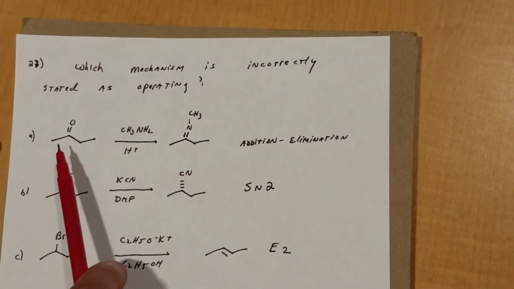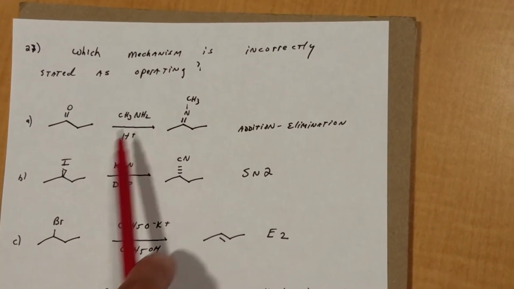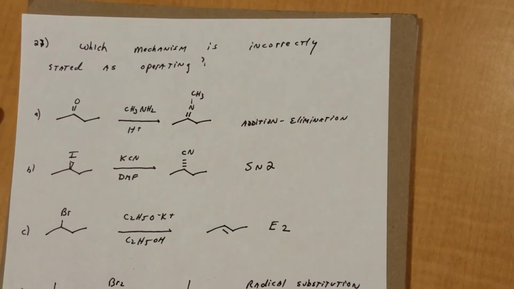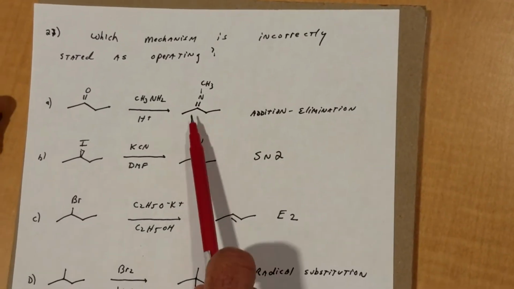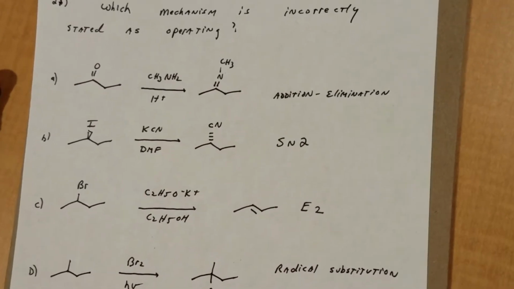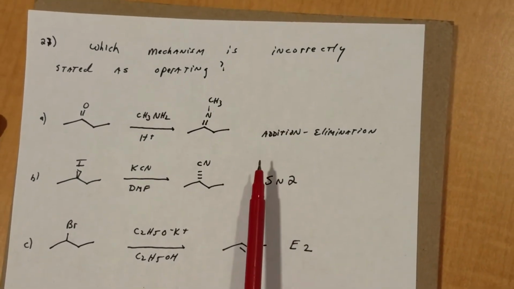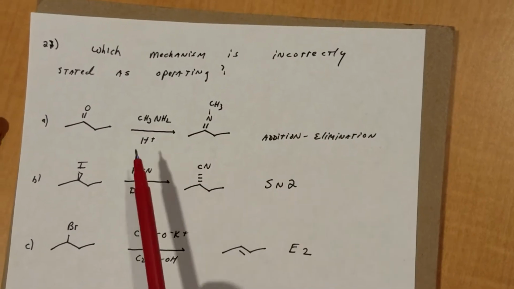First thing I see is a ketone, and it's reacting with a primary amine. Whenever you see a ketone and a primary amine, you're going to form what's called an imine. You split off the water. And the mechanism is known as an addition-elimination mechanism.